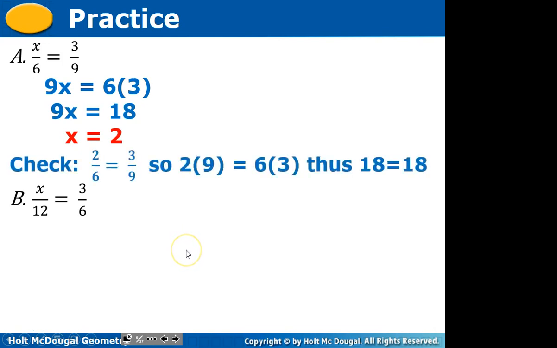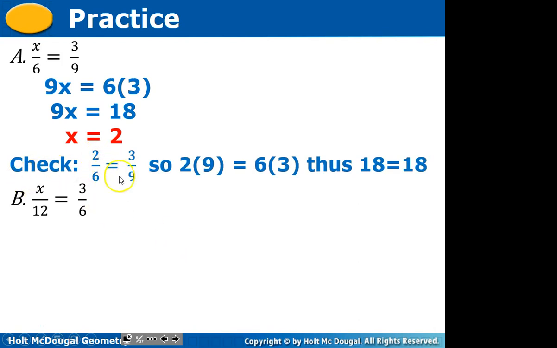Now I would like you guys to do these two practice problems, A and B, and then again come back and check with me. So pause the video. Okay, so now you're going to do x times 9 equals 6 times 3. 6 times 3 is 18. And then we're going to divide both sides by 9. That gives us 2. Now I want you guys to notice something here. I can check this by putting the 2 back in and saying that 2/6 is equal to 3/9.